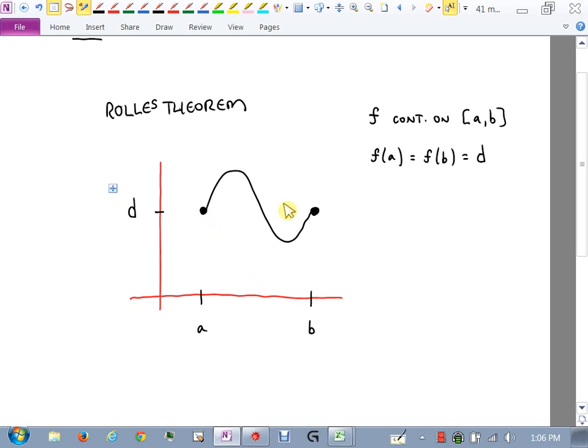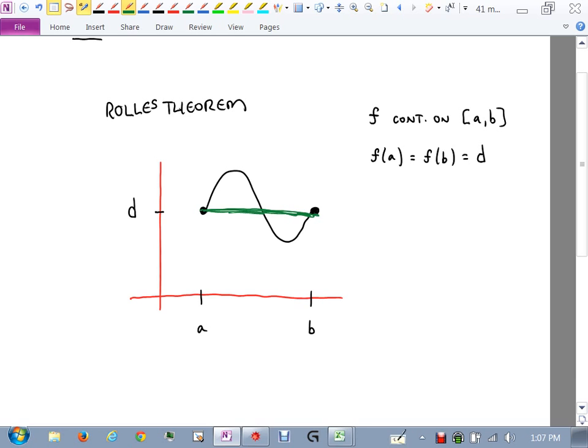Because the two endpoints are the same, I'm going to connect the endpoints with a straight line, and that's just a flat line, right? That line right there has a slope of 0. If the function satisfies that, then this should be true, right?